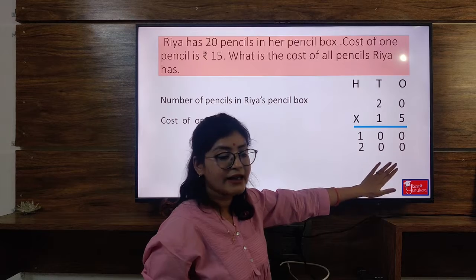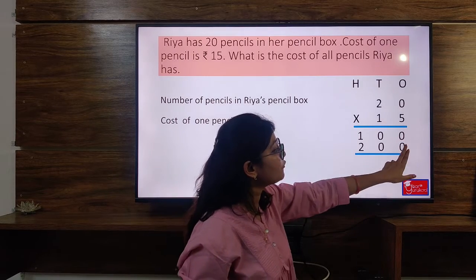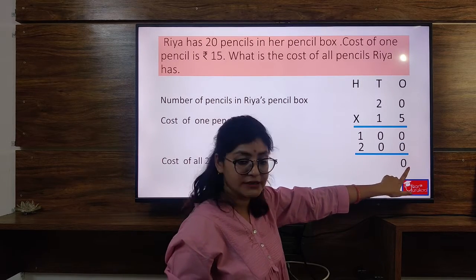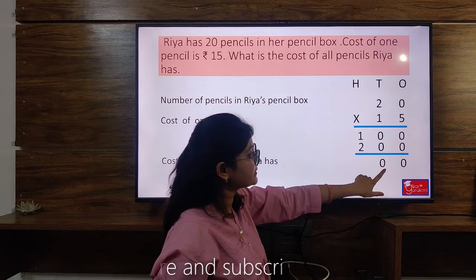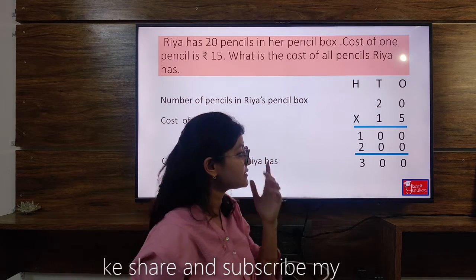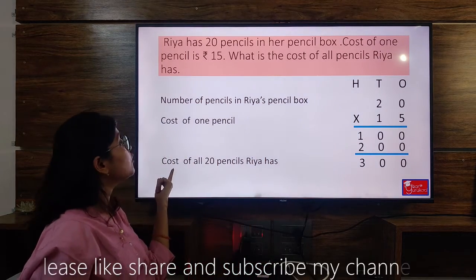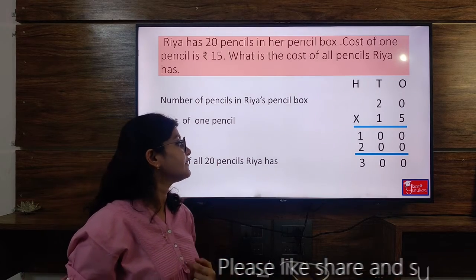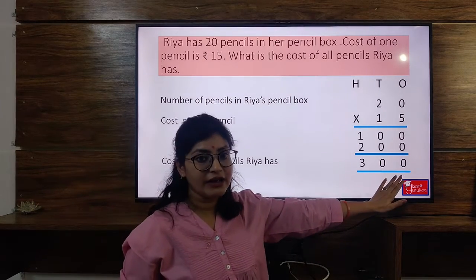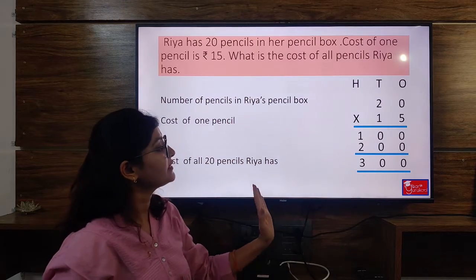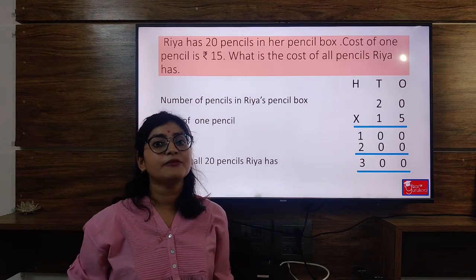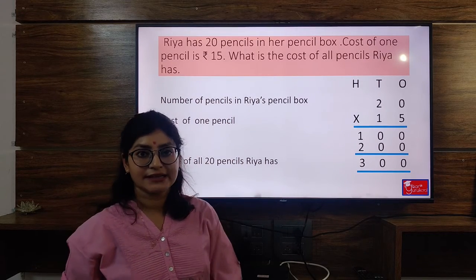Right? Now let's add this. 0 plus 0 is always 0. Again a 0, and 2 plus 1 is 3. So cost of all pencils Riya has is 300. So I think with this the concept of multiplication word stories is clear to you.